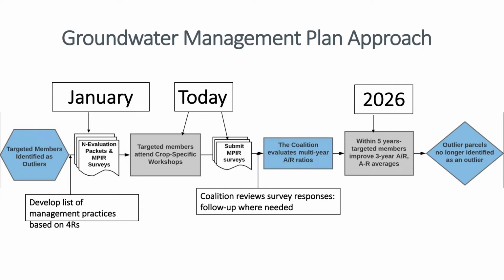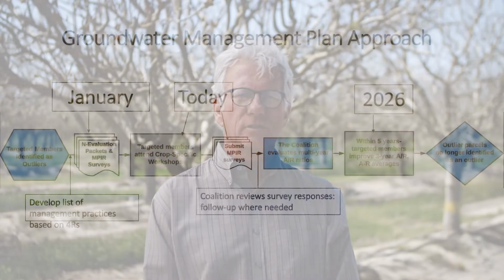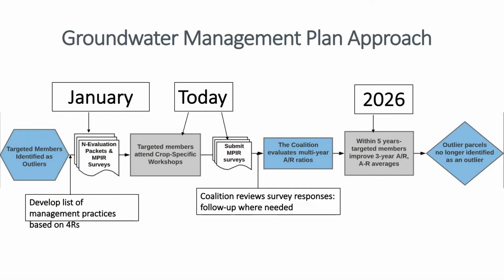So here's the timeline that we're following. We're having these meetings now. We will be tracking your information over time. So after this meeting and you've watched this video, you will have a management practice implementation report to fill out. And this is just a several-page survey on management practices that you are using or may consider using in the future. And then we will come back in 5 years and reassess your progress over that period of time to see if the fields are still ranking in an outlier designation. And if there are no improvements, there is a chance that we may end up having to turn over names to the Regional Water Board, but we're a long ways from that.